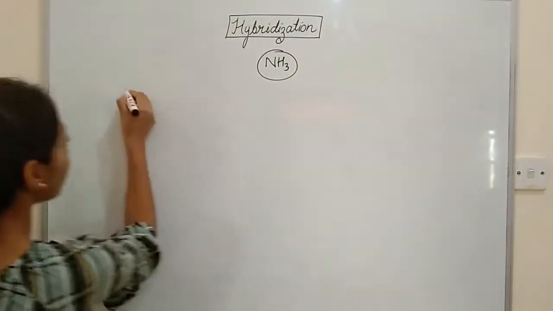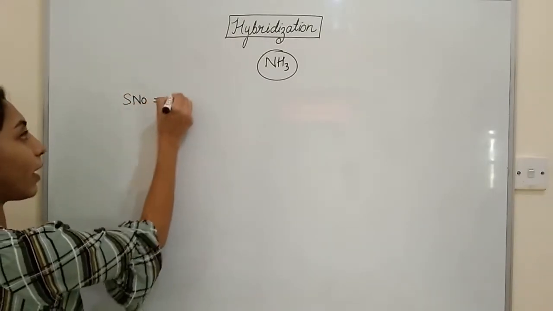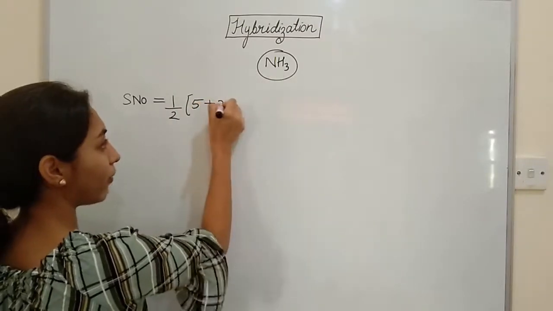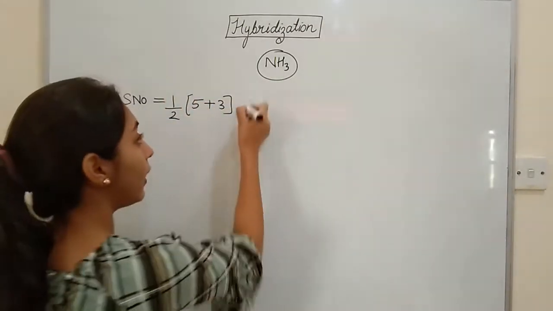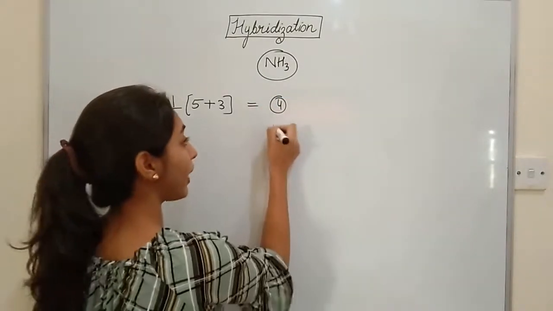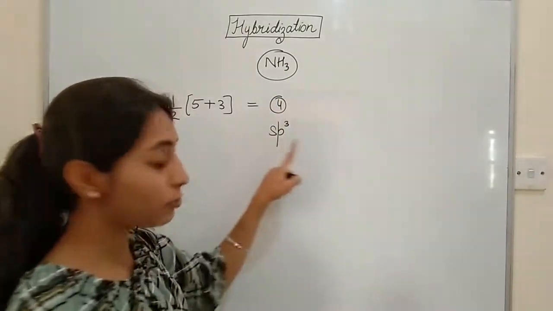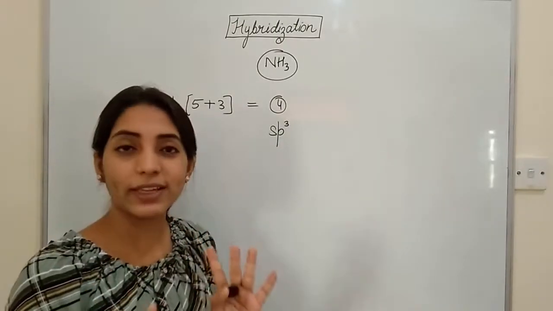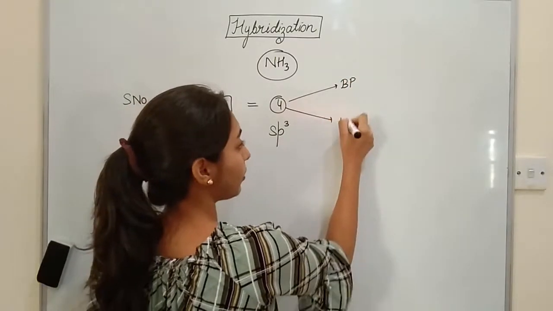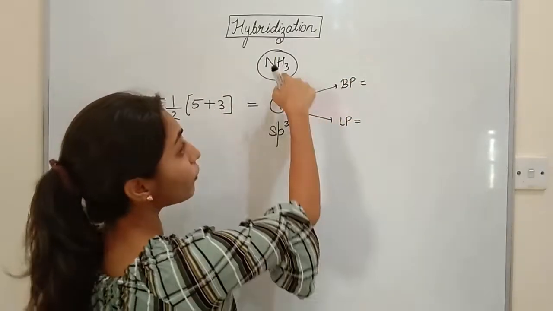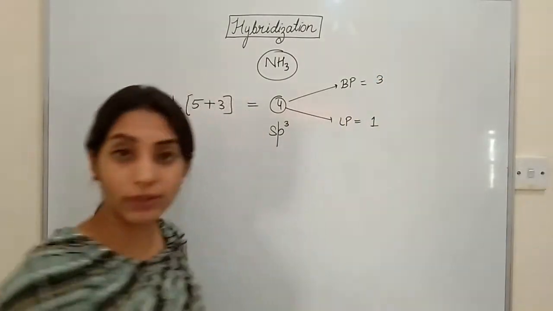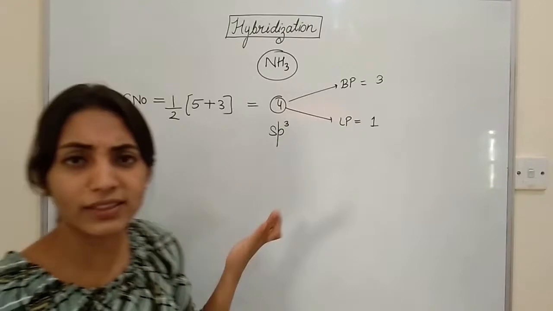So the shortcut, you remember, is the steric number: half of the number of valence electrons of nitrogen, 5, plus the number of atoms attached by single bonds, 3. The answer comes out to be 4. As soon as you see the number 4, remember I told you hybridization is sp3, with 1 s and 3 p orbitals. Now we have to talk about how many bonds and how many lone pairs there will be. Out of 4, 3 bonds will be formed and 4 minus 3 is 1, so 1 will be the lone pair. This we already did in so many videos.